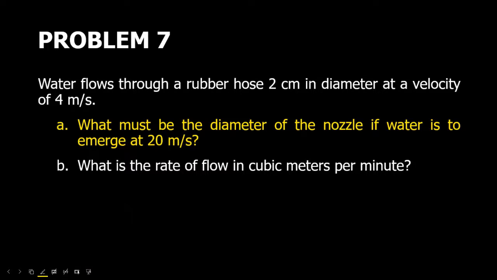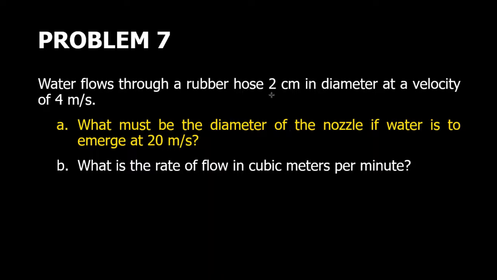Nandito na tayo sa second part. So first, second problem, water flows through a rubber hose 2 centimeters in diameter at a velocity of 4 meters per second. For letter A, what must be the diameter of the nozzle if the water is to emerge at 20 meters per second? And letter B, what is the rate of flow in cubic meters per minute?